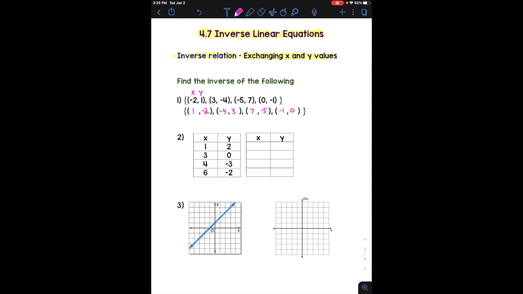Very simple to find the inverse when the function is written as a set of ordered pairs, a table, a mapping, or a graph.